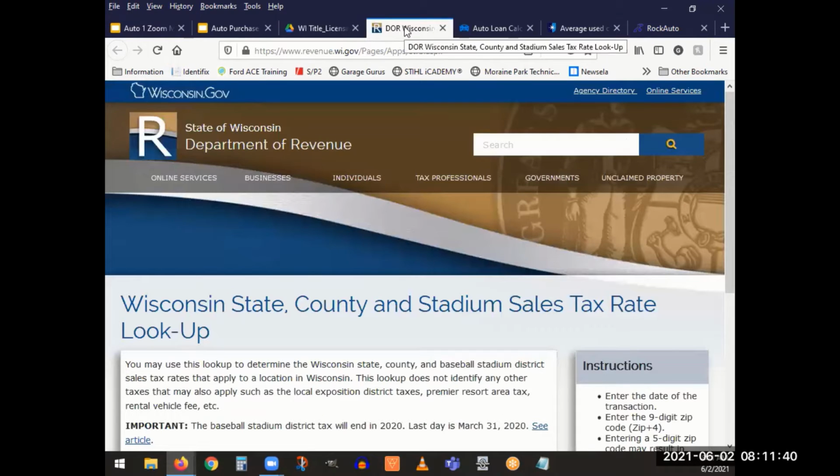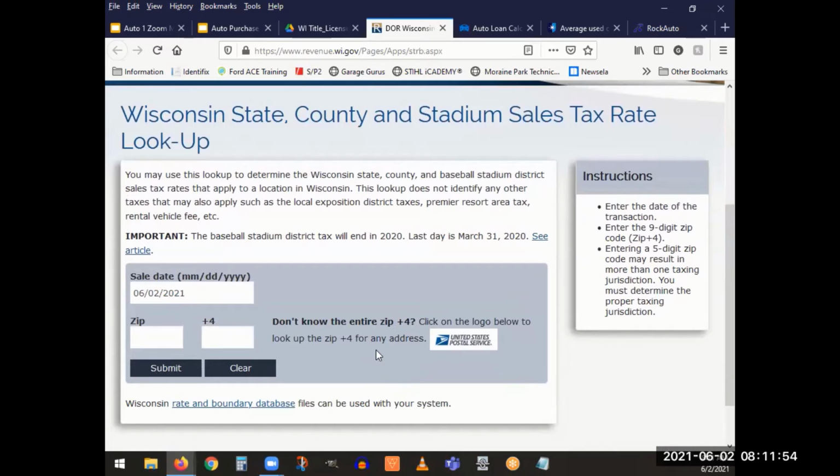This website is also linked inside of Google Classroom. It's basically the Wisconsin Department of Revenue, and it's going to tell you what the local state tax or local taxes are. So what you would end up doing is punching in today's date, punching in the zip code, and then you're also going to be punching in the +4, which is the fancy thing with the U.S. Postal Service, specifically identifying your house with an additional 4 digits after your zip code. If you don't know what your additional 4 is, you can just go to the United States Postal Service.